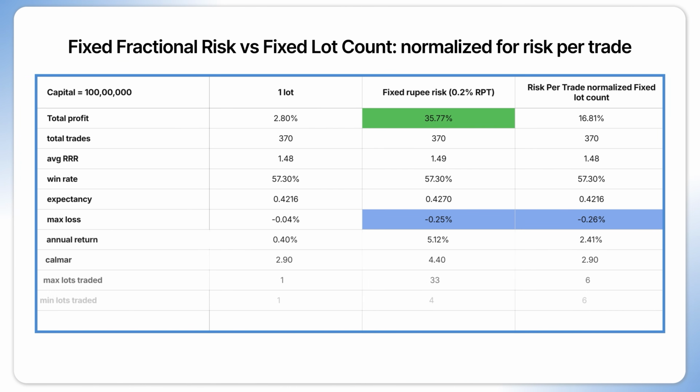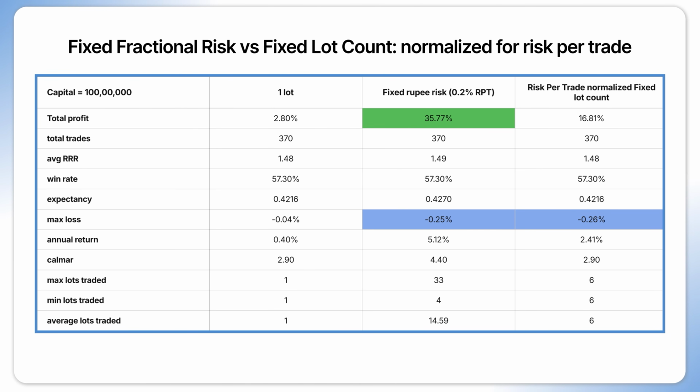Right. So now let's look at how the backtest result for a 6 lot fixed lot count backtest looks like, and stack it up against the 0.2% fixed fractional risk backtest. So this is how it looks like. As you can see, highlighted in blue is the max loss, which is comparable now between the fixed fractional risk and fixed lot count style of position sizing. You would also note that the Calmar between a 1 lot backtest and a 6 lot backtest has not changed, because Calmar is independent of how many lots you trade.